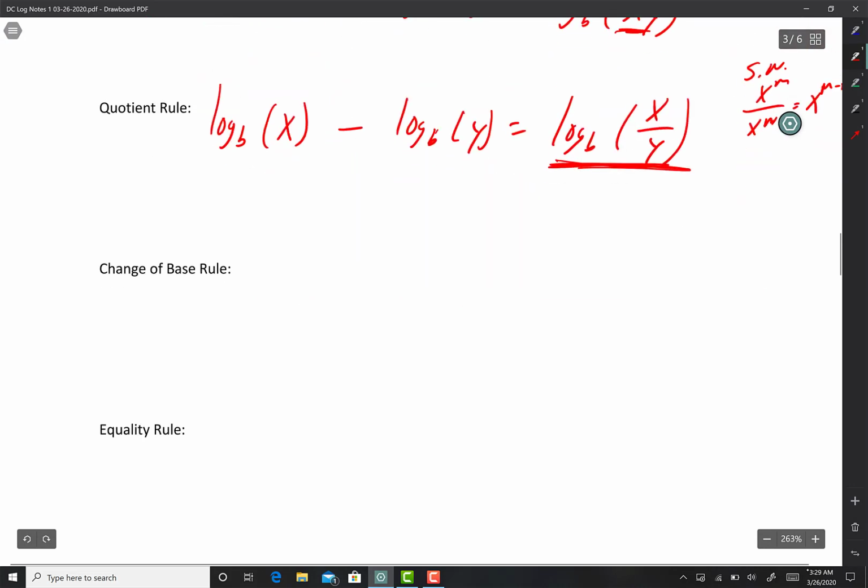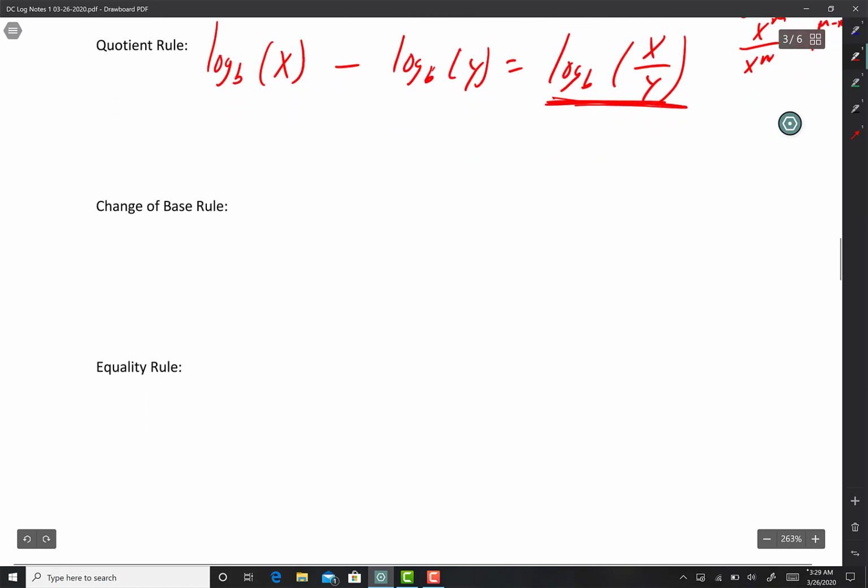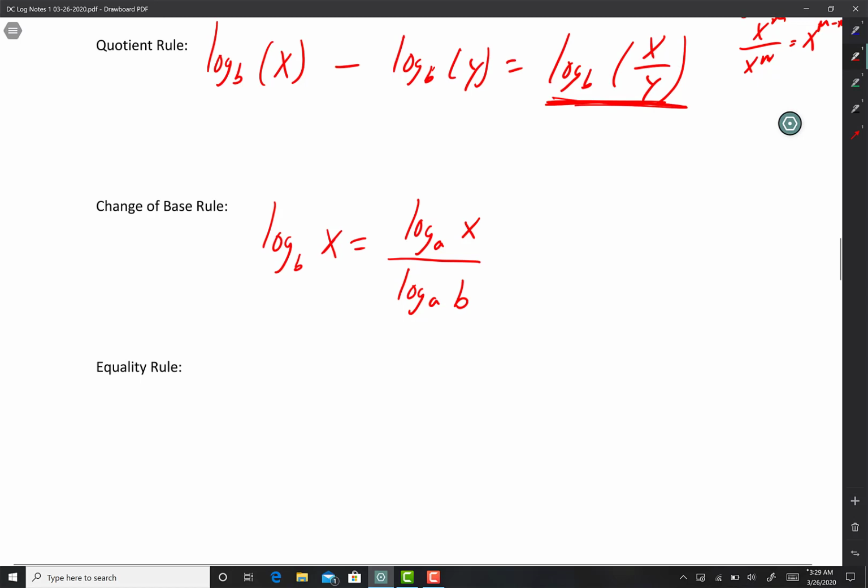Change of base rule. I don't know if change of base is the right name for it, but if you Google change of base, this is what will come out. It's just a property, guys, that you can change any logs into whatever base you want. So if I have log base b of x, what we're trying to say is that you can just write this as log base a of x, notice that's a different base, divided by log base a of b. So that's your rule here.